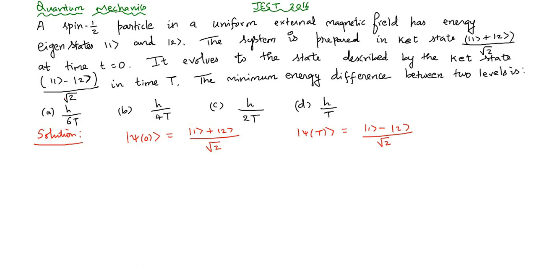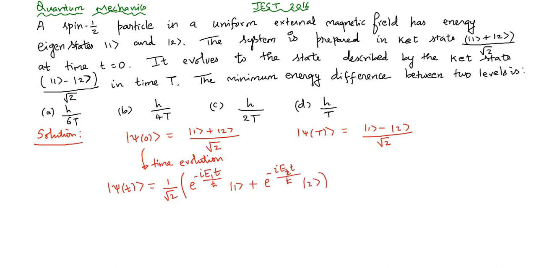The same method. When this is the initial state, we consider the time evolution at time t, so this becomes 1 by root 2, which you keep as it is. What is the time evolution of this? It is e power minus i e1 t by h bar for ket 1, and e power minus i e2 t by h bar for ket 2. Why do I put this? Because they are the eigenstates. When the Hamiltonian e power minus i H t by h bar acts on the first state, I get energy E1, and for the second state, I get energy E2. It is given here that they are the eigenstates.